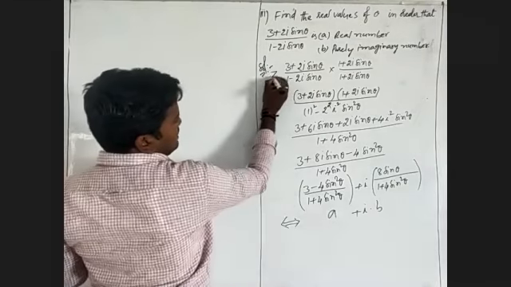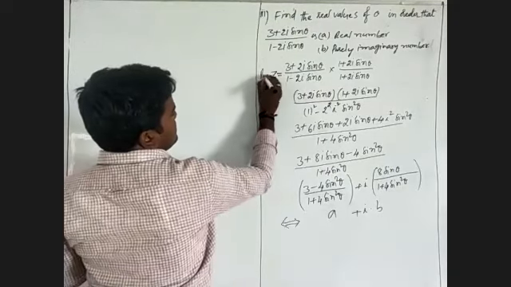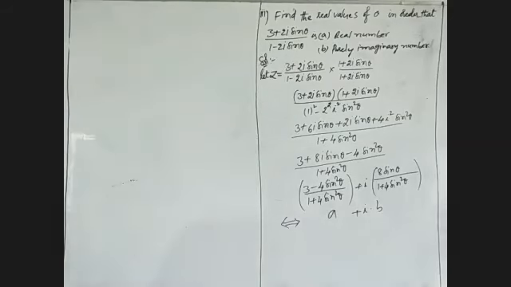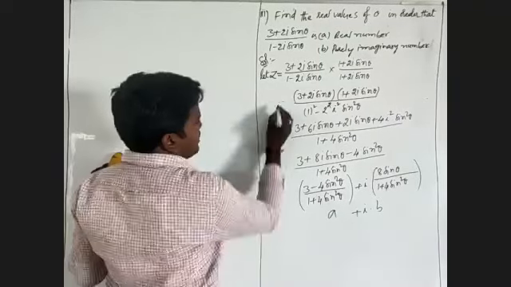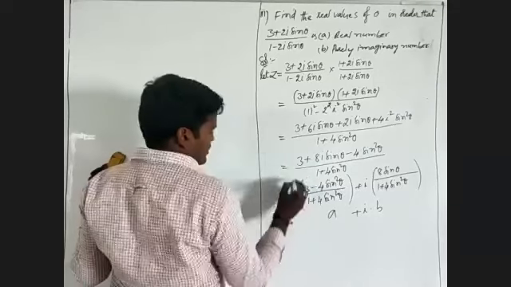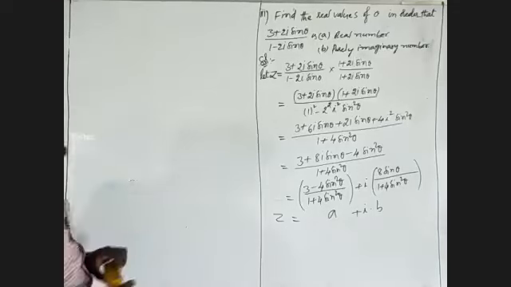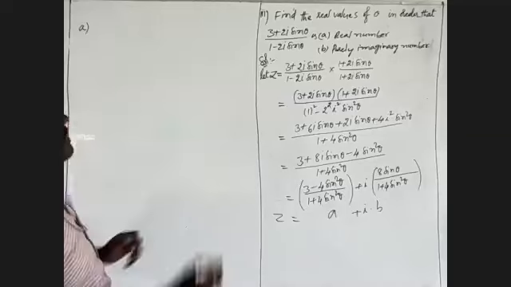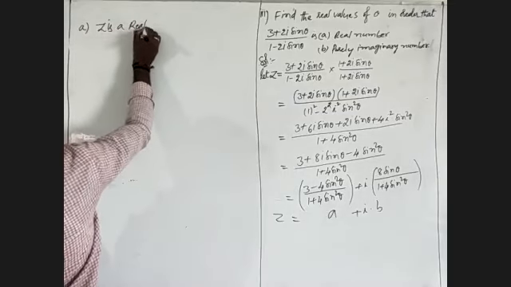Given a complex number, I will take it as z. Let z be equal to the given complex number. We will observe that z can be compared with a plus ib. Here we will write z as a plus ib. The first condition is that z is a real number.